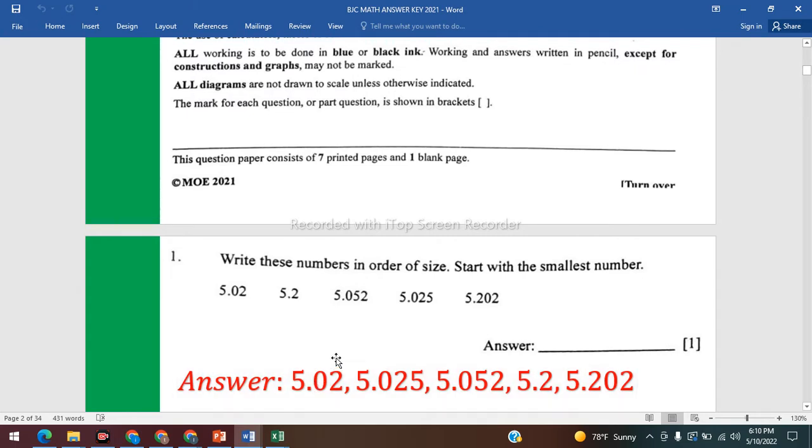You look at it digit by digit, and whatever digit is bigger in that specific place value, then that number would be bigger as well. Okay? So that's how we deal with this question.